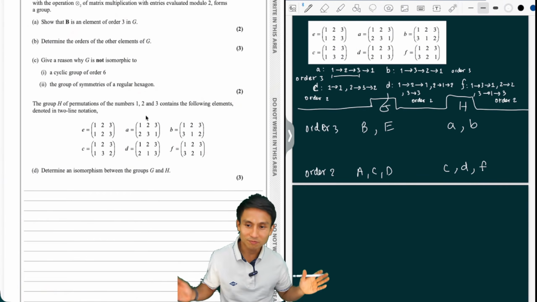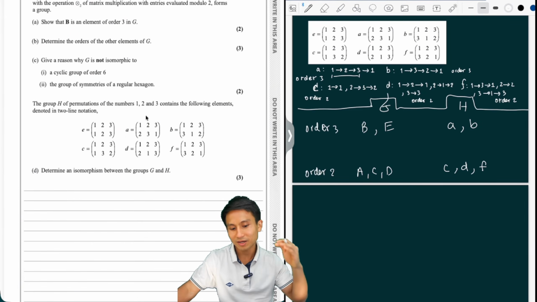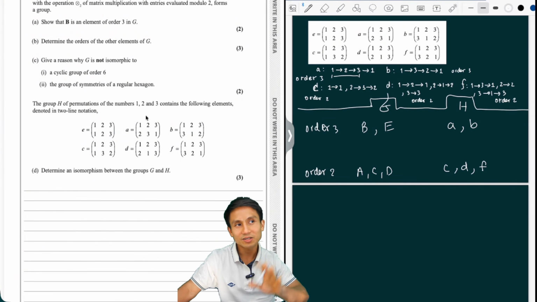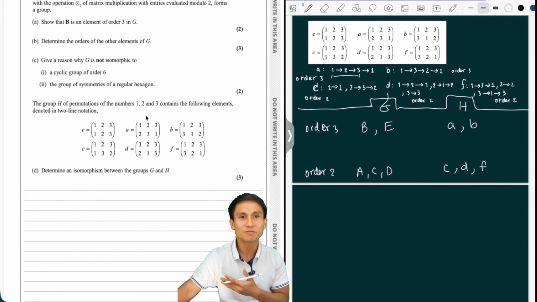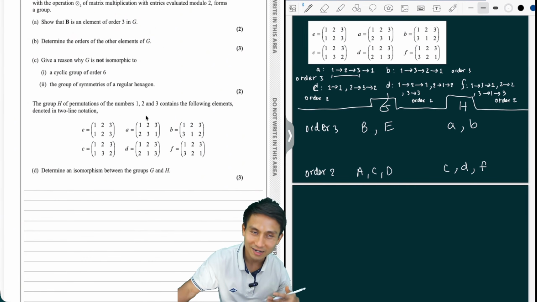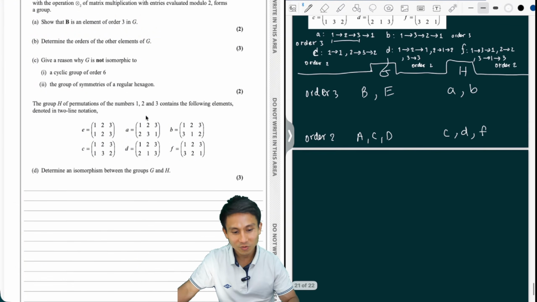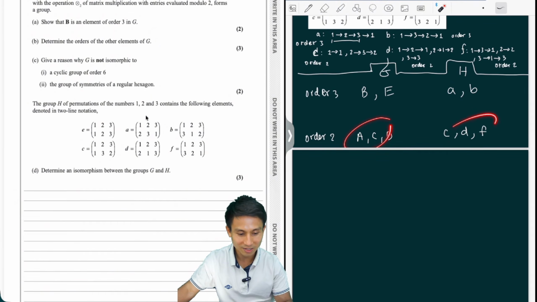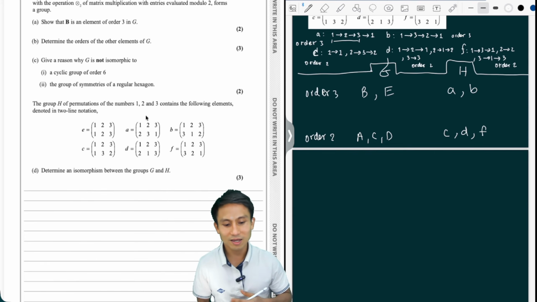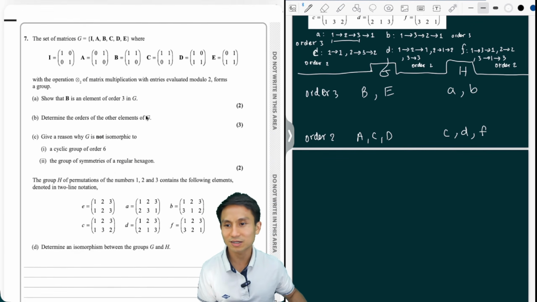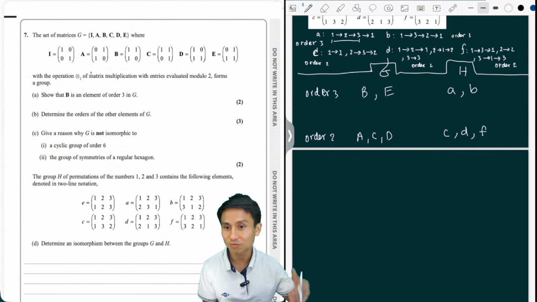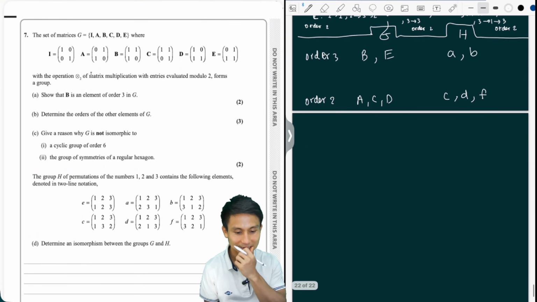Now, our job is not done. We need to map for each, because each of the orders is not unique, right? This would have been much easier if they only had 1 order 3, 1 order 2. We can already map them to the other group easily. But we have to choose how to map B to any of these and E to the other one, and the same for the other part here. And that can be done by, okay, so for matrix, because this is the operation of matrix multiplication, we're going to keep multiplying and see what we have.